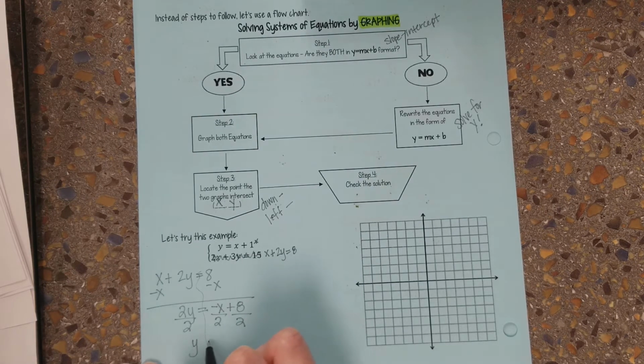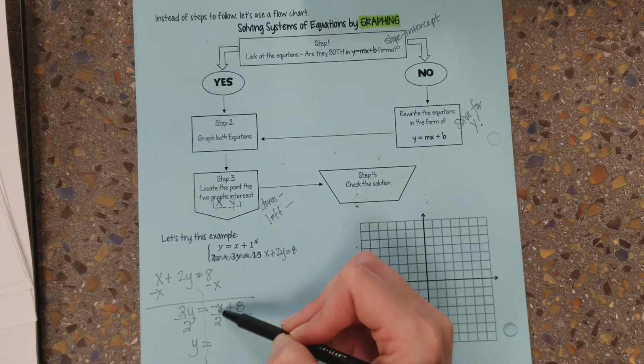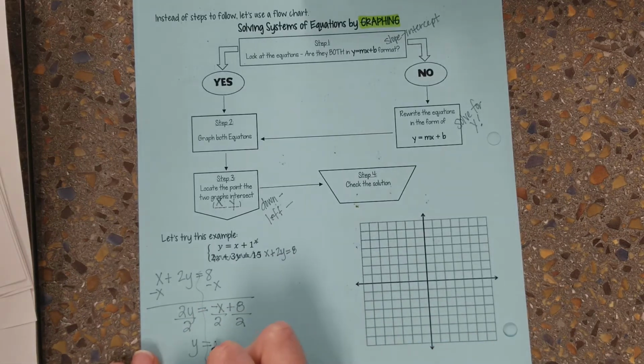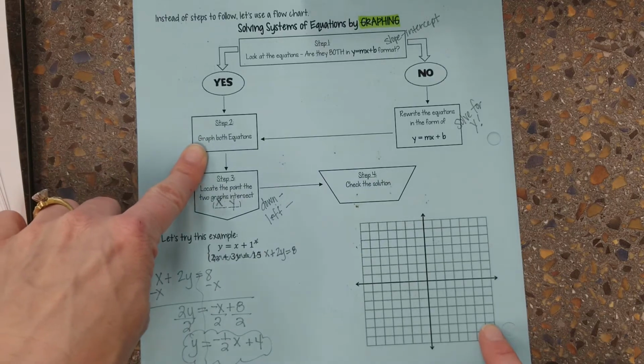Now y equals, remember when there's no actual number in front of the x, it's a 1. So this is a negative 1 in front of that x. So I'm going to pull it out and it's going to be negative 1/2 x. And then 8 divided by 2 is 4. So now we have this one solved for y. So we're good. We can graph these two because now that I have this done, I come over here and step 2 tells me to graph them both.